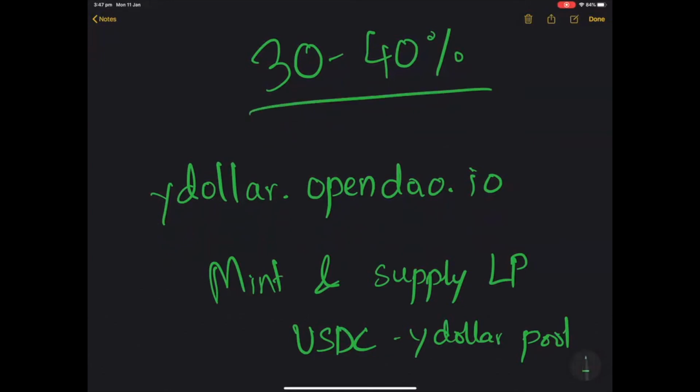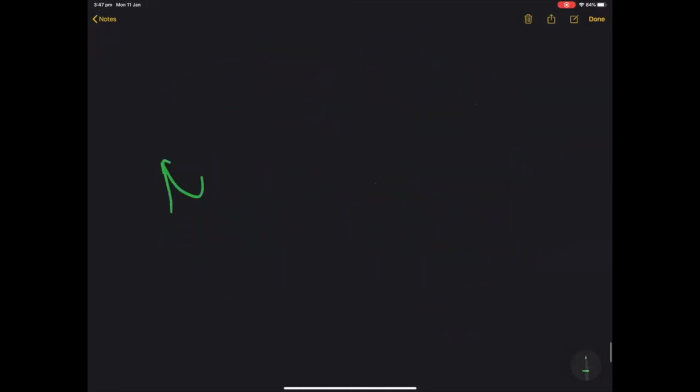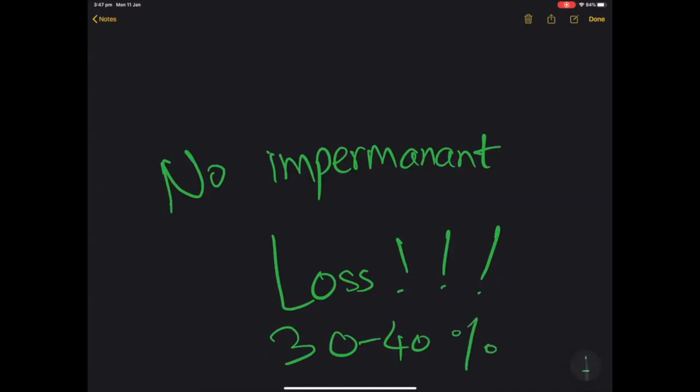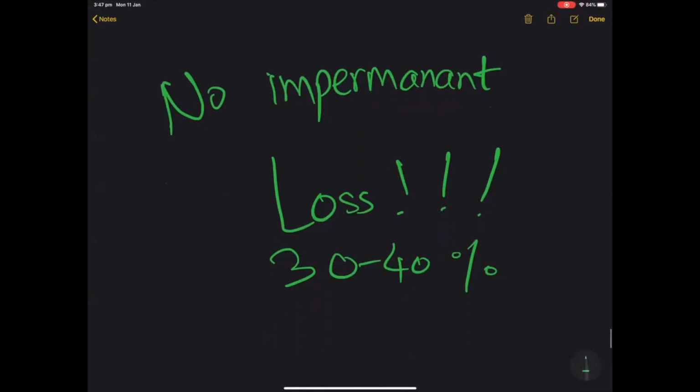There's no impermanent loss. So this is a big deal actually. No impermanent loss. 30 to 40% return. I mean, you can't really ask for more.